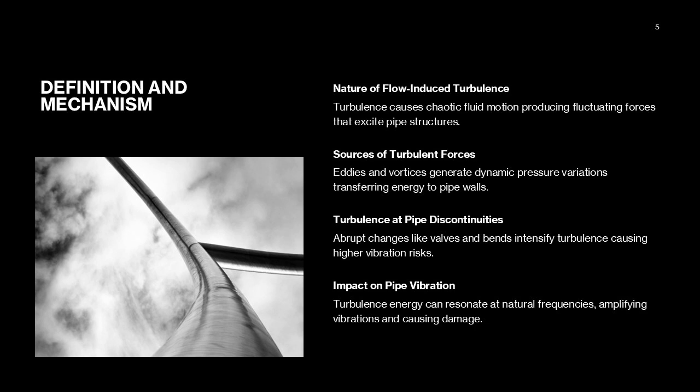While straight pipes exhibit turbulence due to boundary layer effects, the most significant turbulence occurs at locations with abrupt changes in flow direction or area, such as valves, tees, reducers, and short radius bends. This mechanism is critical because even small energy inputs at natural frequencies can cause resonance, amplifying vibration levels and leading to fatigue damage over time.